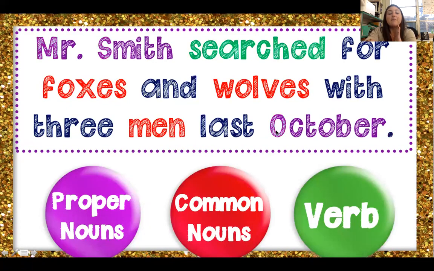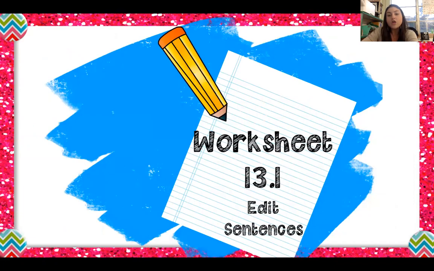Okay, remember our proper nouns are going to be in purple. Mr. Smith is a proper noun. October is a specific month. That's a proper noun. Common nouns, we have foxes, wolves, and men. And our verb is searched, to search. Okay, so you're gonna have more practice editing sentences in either your Google form or your Seesaw.